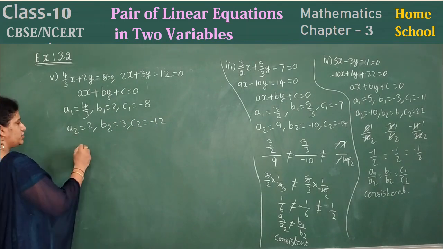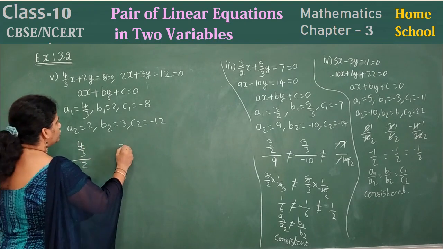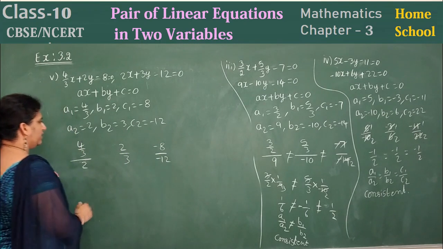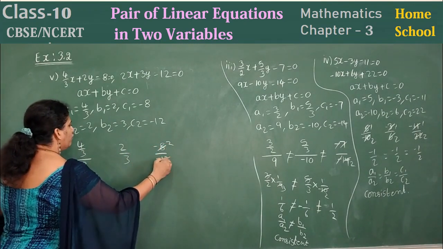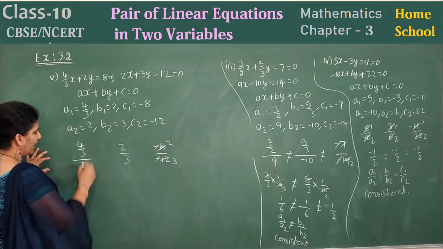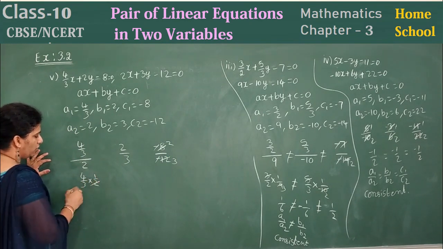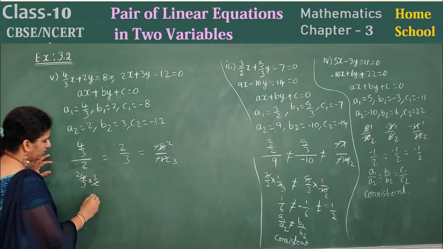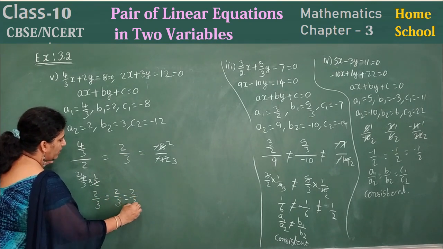So now see the ratios: 4 by 3 by 2, and 2 by 3, and minus 8 by minus 12. So you can cancel here. Yes, 4 twos are 4, 3 threes are minus cancel. Then here what will be happening? 4 by 3 into 1 by 2 it becomes, so 2 twos are 4. Finally what I can say here, this is 2 by 3, 2 by 3 and this is 2 by 3.